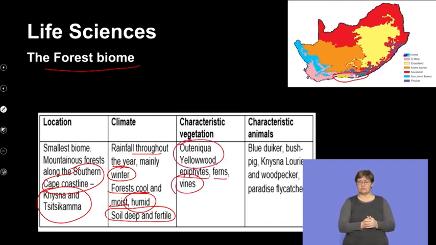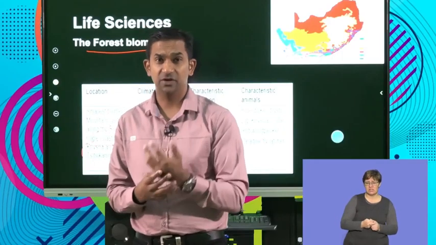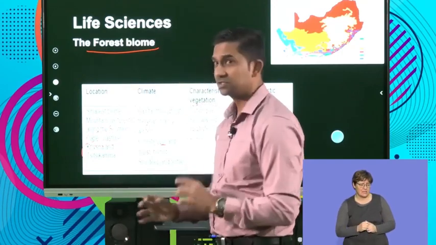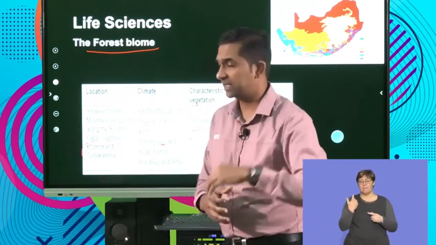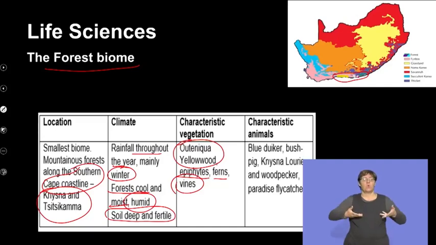Ferns and vines. Epiphytes. So again, forests are typically areas that are much cooler and have lots of humidity. So these plants are adapted to being able to live in the cool, shady areas of these forests. Animals that are found in these forests.